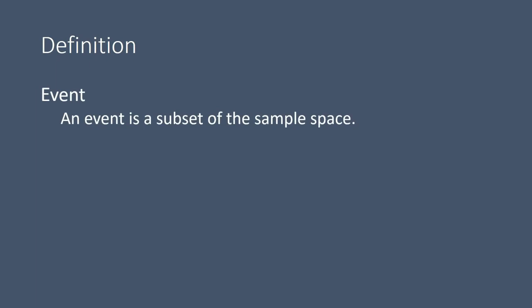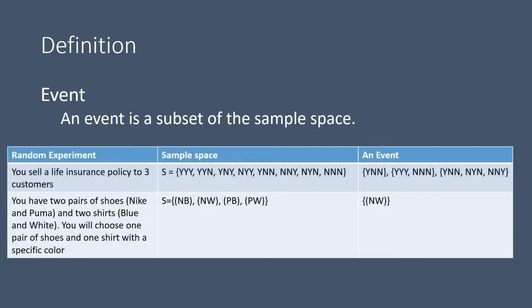An event is a subset of the sample space. So in my previous examples, these are the random experiments, and these are the sample spaces. Any subset of this sample space is going to be an event. Okay, so let us describe this. This one is one subset, so this is an event.